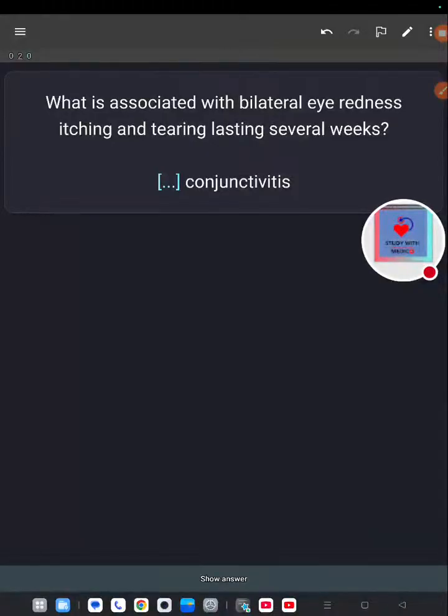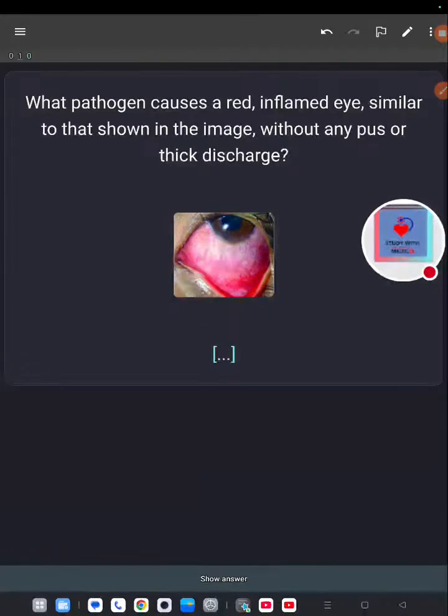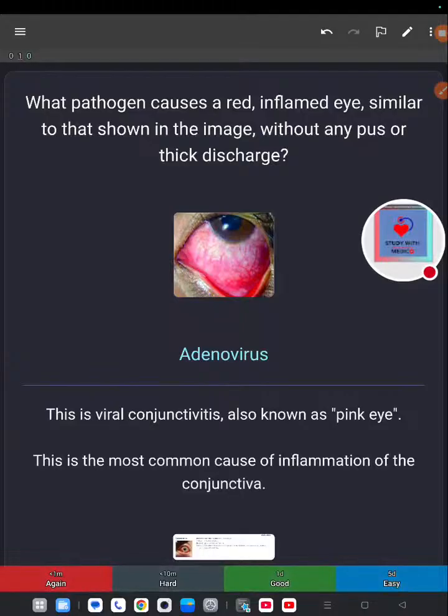What is associated with bilateral redness, itching and tearing? So if there is itching, then it is allergic. What causes a red inflamed eye similar to that image without any pus or thick discharge? So there is no thick discharge, but there is discharge, mucus discharge: adenovirus. So pink eye is called viral.